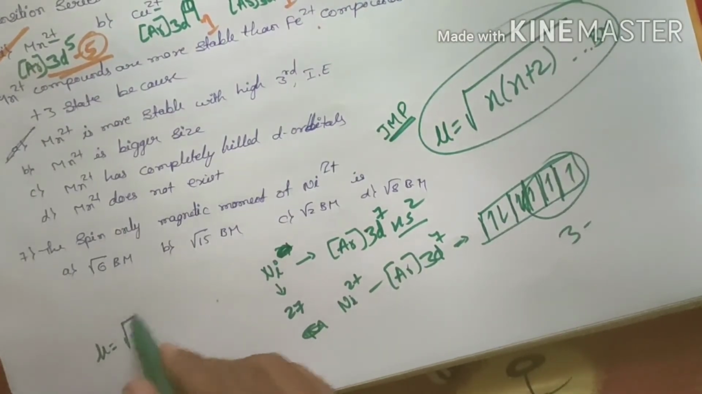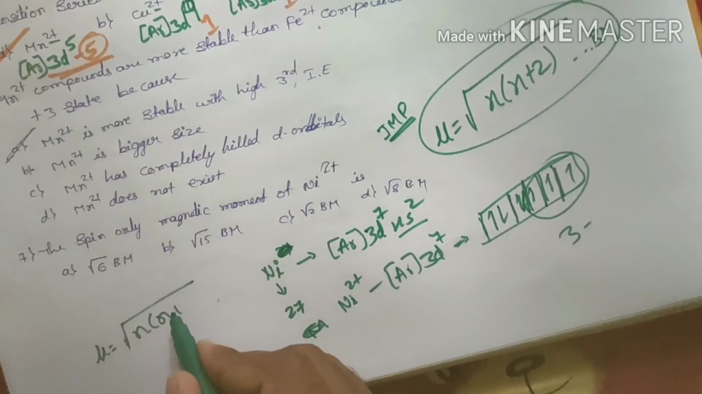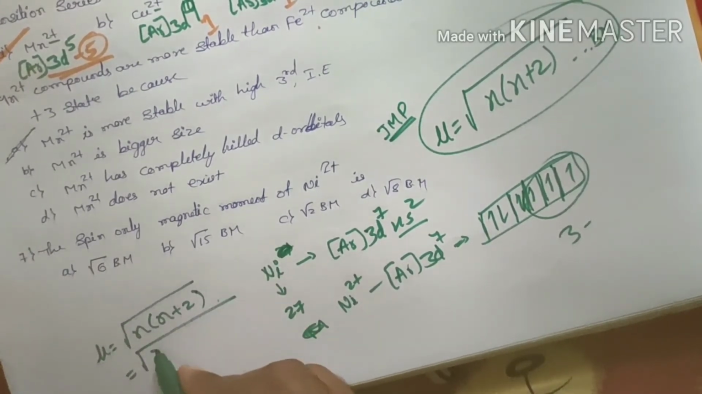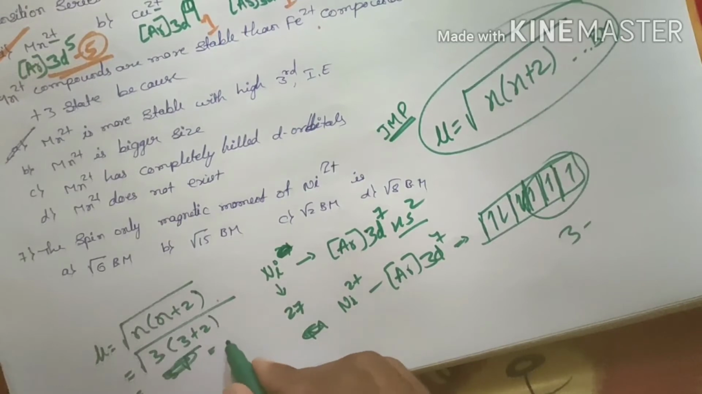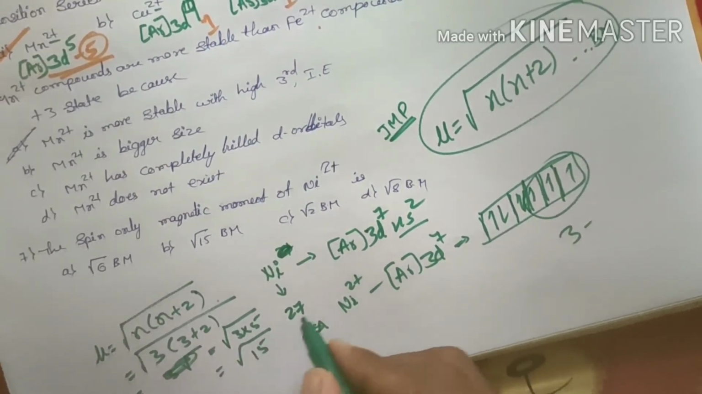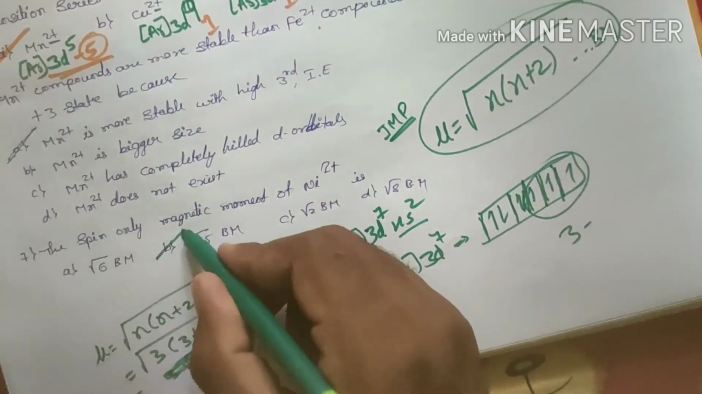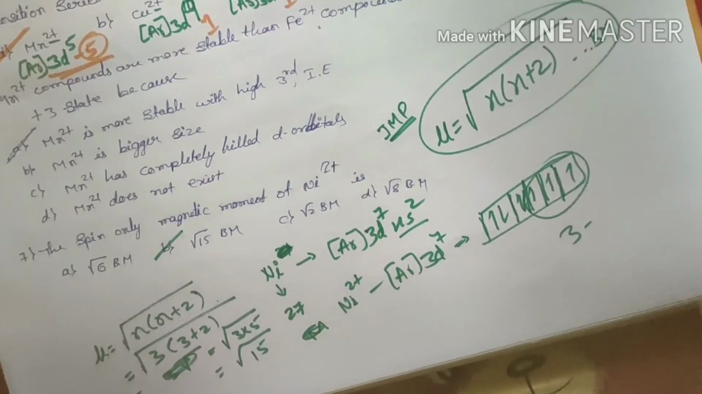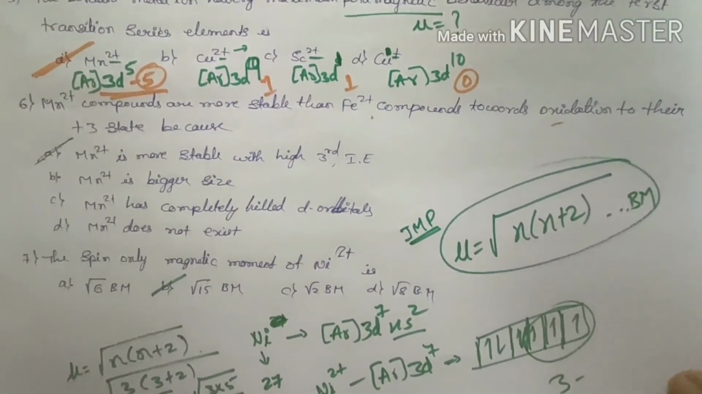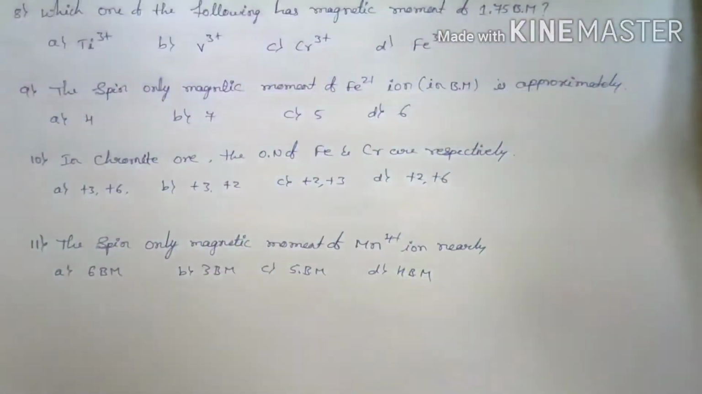Mu equal to square root of n into n plus 2, so square root of 3 into 3 plus 2, square root of 3 into 5. Therefore square root of 15. This is what our answer, root 15 Bohr magneton. Root 15 Bohr magneton, dear student. Go for the next question, solving the next questions.